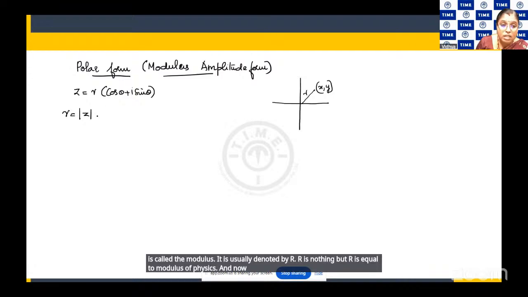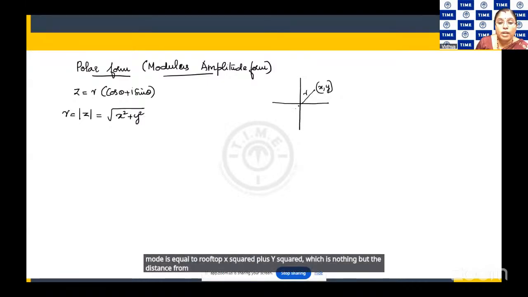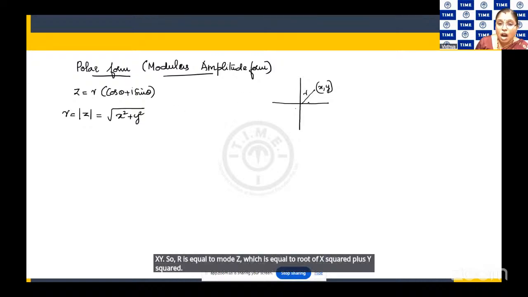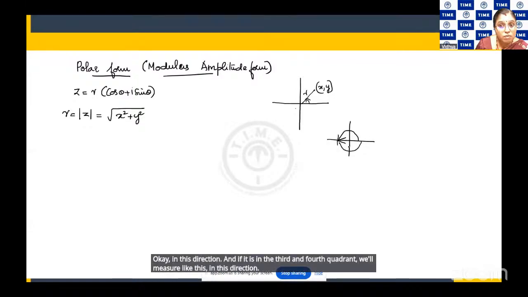And now how do you find it? Mod z is equal to root of x square plus y square, which is nothing but the distance from the origin to the point xy. And argument is the angle which it makes with the x-axis. Now, how do we measure this angle? If your complex number is in the first and second quadrant, we'll measure it like this, in this direction. And if it is in the third and fourth quadrant, we'll measure like this, in this direction. So that's very, very important.